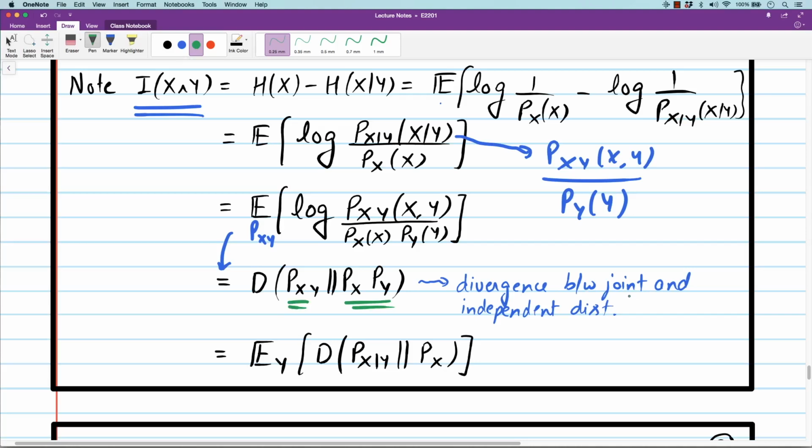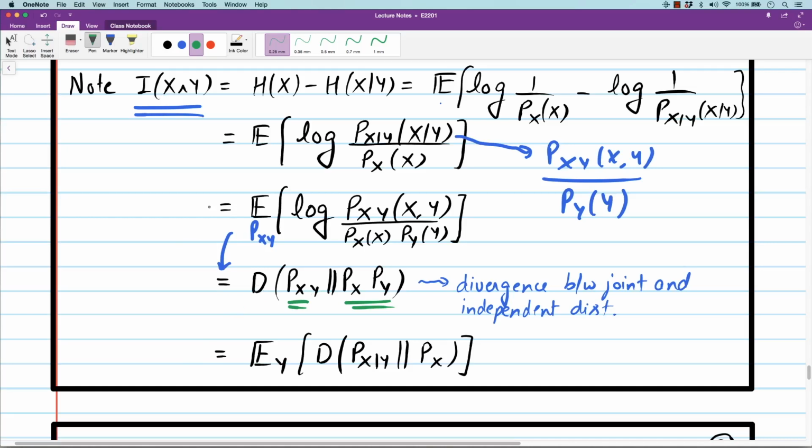And what is very nice here is that information then gets related to how far, in this distance, the joint distribution is from a product of its marginals. So the joint distribution has some correlation between x and y. This is the corresponding independent distribution with the same marginals. And the question is, how far is your distribution from an independent distribution? And that's how much information x reveals about y or y reveals about x. So this is a very nice connection between information and KL divergence.